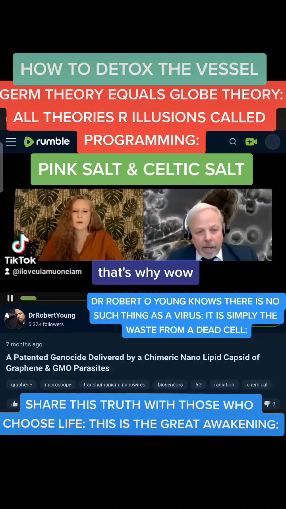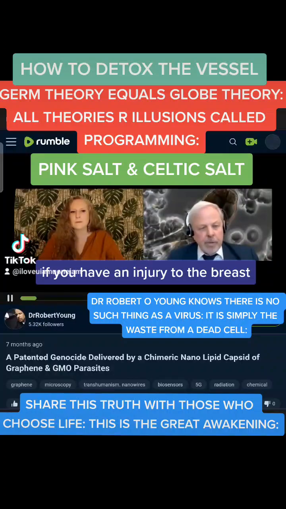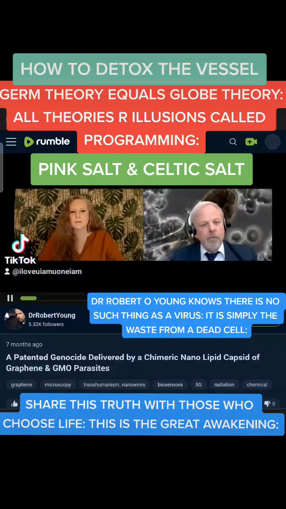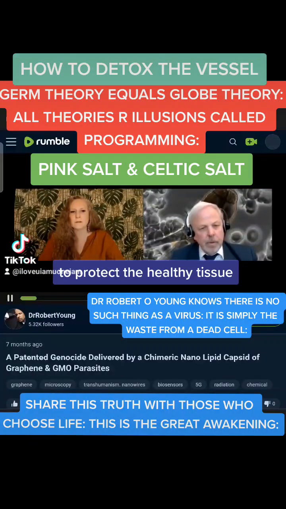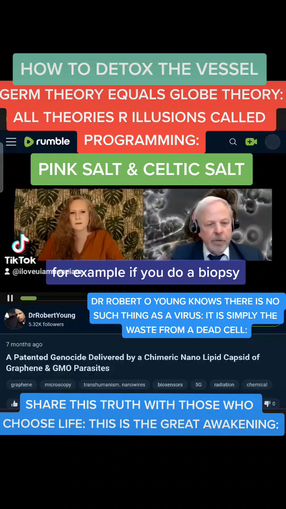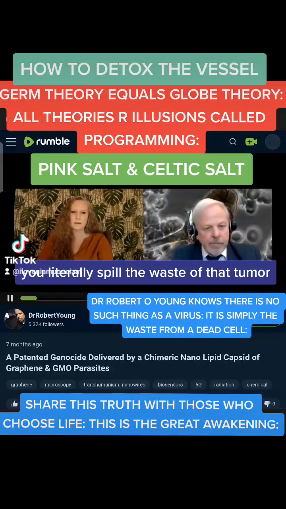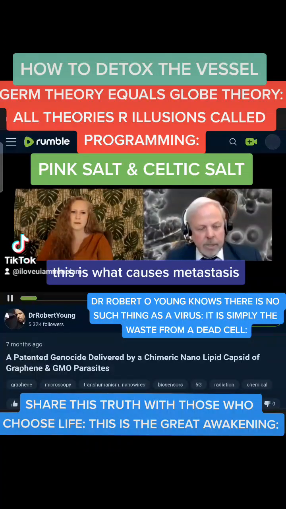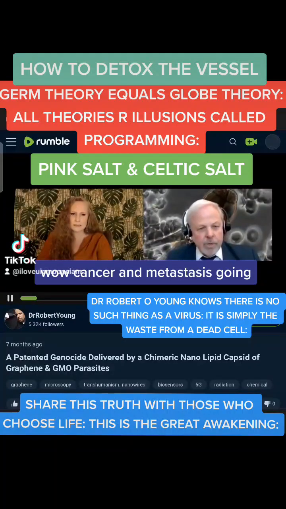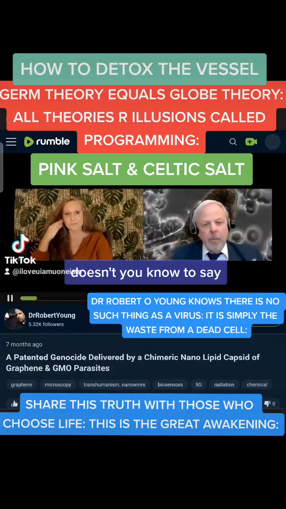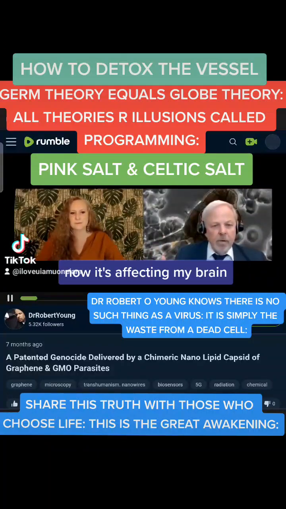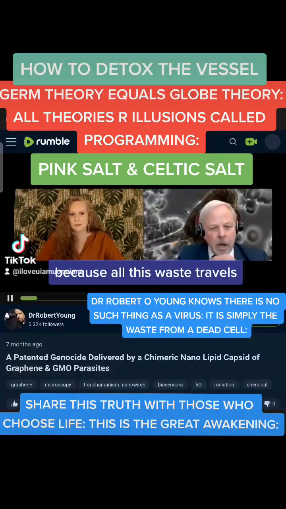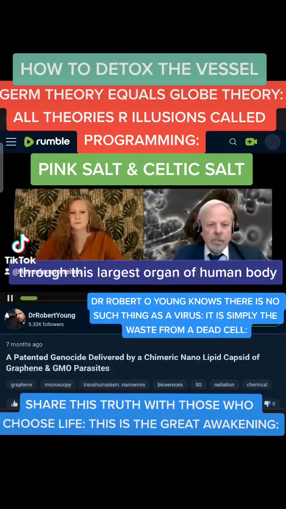That's why, if you have an injury to the breast, or if the body's pushing waste out into the breast and it's injured the tissue, it'll form an encapsulation to protect the healthy tissue. Because once there is a leakage, for example, if you do a biopsy, you literally spill the waste of that tumor, and guess where it goes? Into the interstitial fluid, and guess where it goes? To every gland, every organ. This is what causes metastasis. Cancer metastasis, to say, well, now it's affecting my liver. Now it's affecting my brain. It affects every organ to a lesser or greater degree, because all this waste travels through this largest organ of the human body.